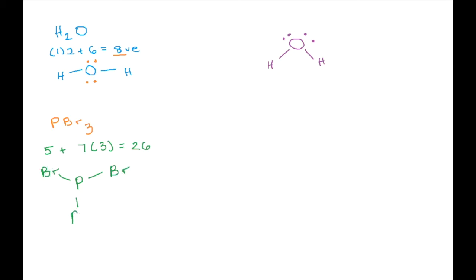Remember, every atom, except for your hydrogen and helium, needs 8 valence electrons. So right now, this bromine only has 2, so I'm going to add 6. I'm going to add 6. And I'm going to add 6. Then, phosphorus right now has 2, 4, 6, so it needs 2 more.